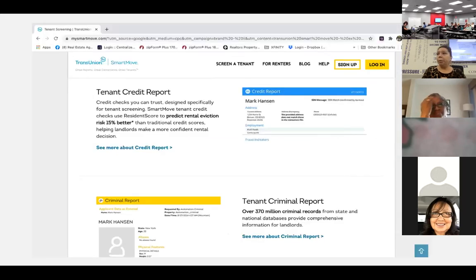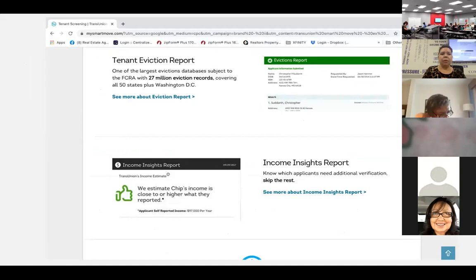It does many, many reports. The common ones that a landlord would want are the tenant credit report, the tenant criminal report, a tenant eviction report, and the income insights report. The income insights report is really helpful because it gives an estimate of what their income should be. And then you could tell whether they reported it too low or too high.